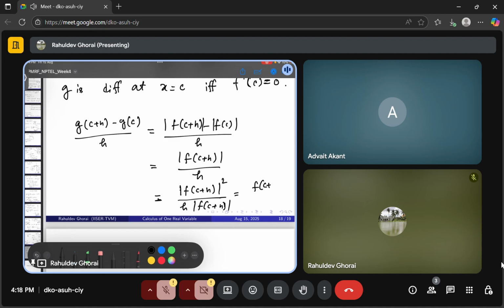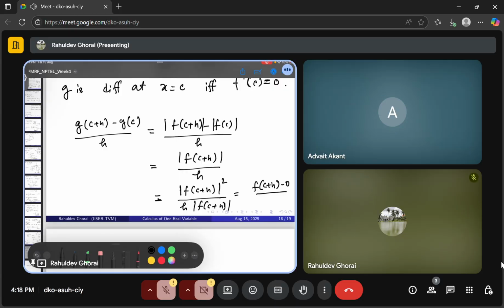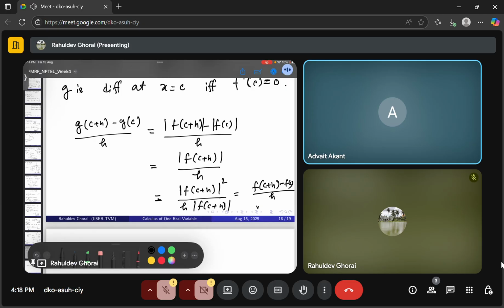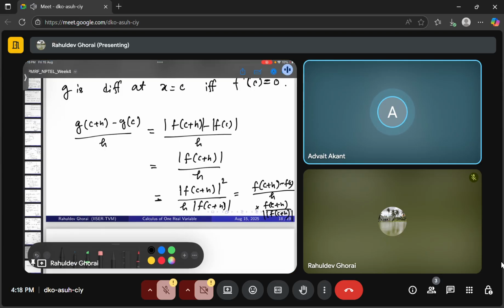f of c plus h minus f of c, over h, you will be taking, right? Yes, that's f of c plus h by mod f of c plus h. True. So f of c plus h over mod of f of c plus h is either plus 1 or minus 1.